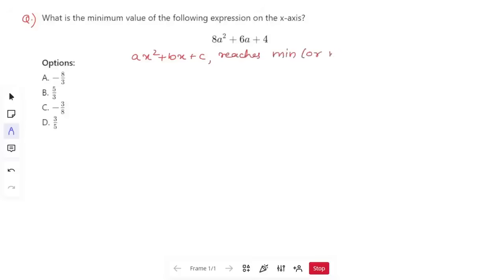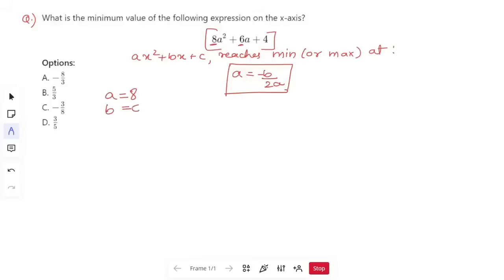at a equals minus b by 2a. So this is one general rule that you should know before solving this question. Now based on this, we will solve our equation. In our equation, a is 8, sorry, 8, this one, then b is 6, and then c is 4.